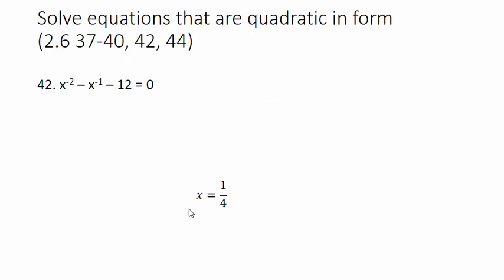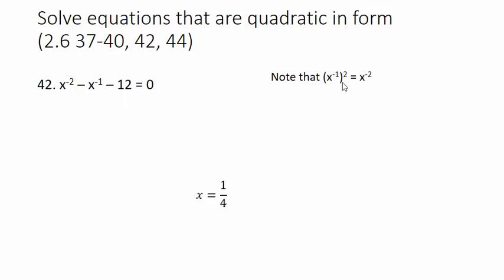Then we also did quadratic in form equations. Looks like my animation's messed up. I forgot to include that. One of our answers is going to be x equals 1/4, but we'll see that here in a second. So on this, these are similar to quadratics, where instead of ax squared plus bx plus c, we have different powers of x. So we have a constant, we have a power of x, and the square of that.